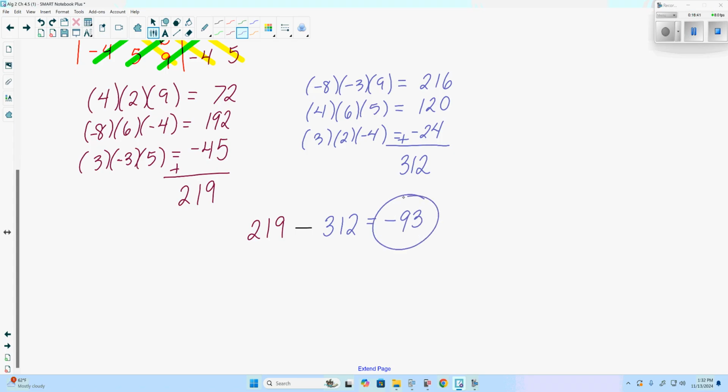So the determinant of this is... Questions on how we did this here? Not bad. A little tedious, but not bad. We ready to look at the next one?